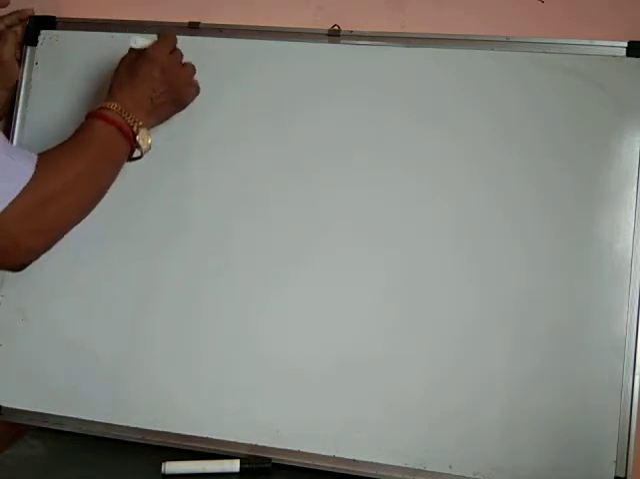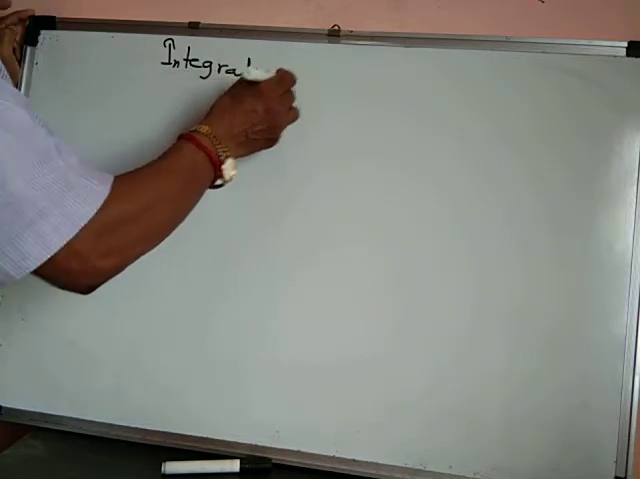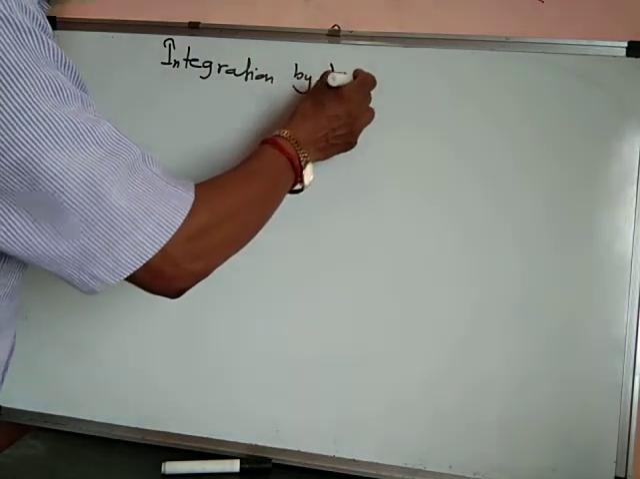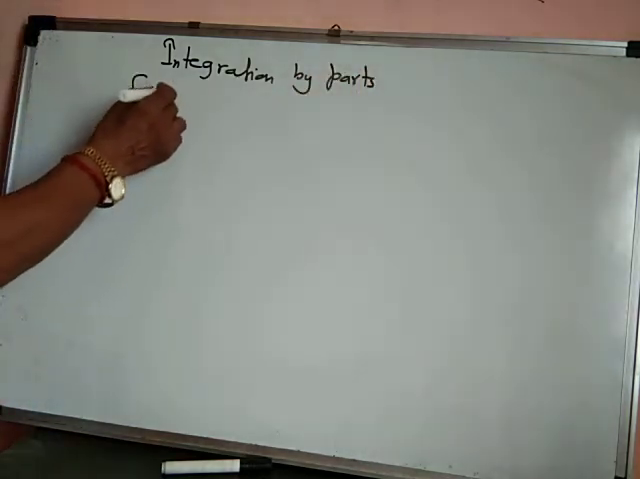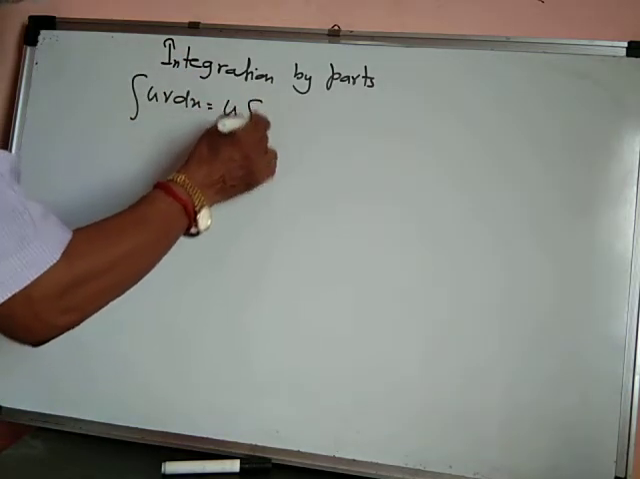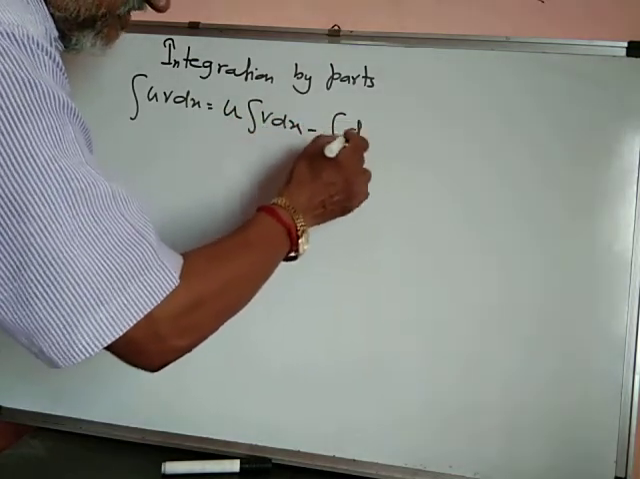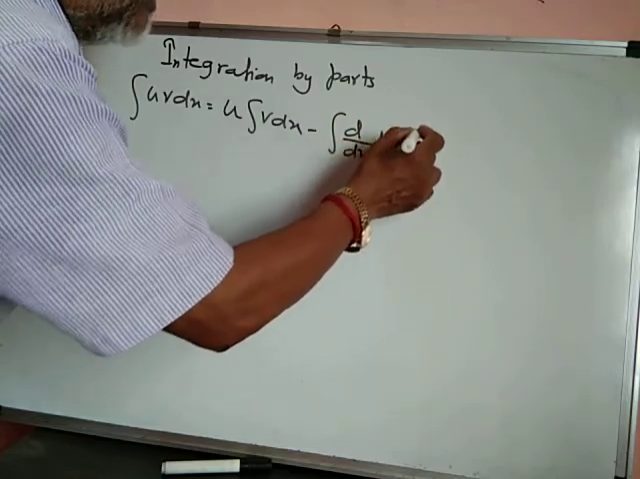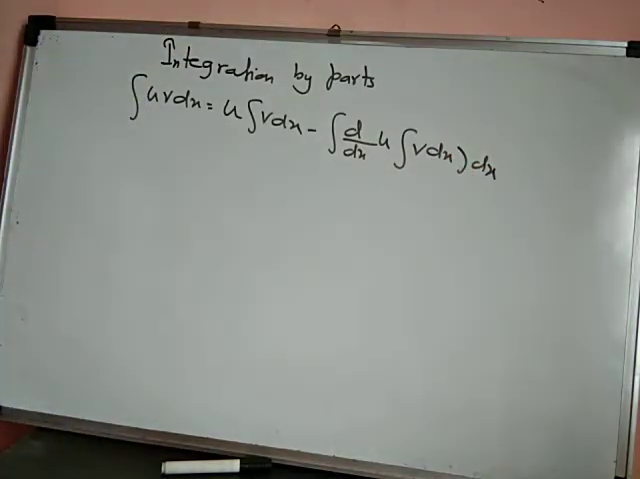So dear students, today we will see another type of integration. So it is integration by parts. Integration of u into v dx is equal to u into integration of v dx minus d by dx of u into integration of v dx, the whole into dx.